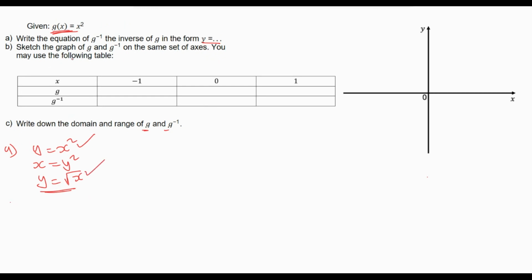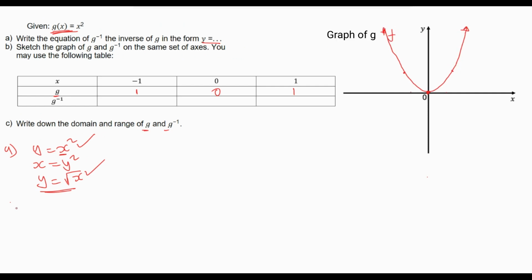Then B, sketch the graph of g and inverse of g on the same set of axes. You may use the following table. So let's look at g. If x is negative 1, negative 1 squared is 1. If x is 0, 0 squared is 0. If x is 1, 1 squared is 1. Then we can sketch this graph of g. Negative 1 will give you 1, and 1 will give you 1. So it's a parabola, a quadratic function, which is like this. That's the graph of g.